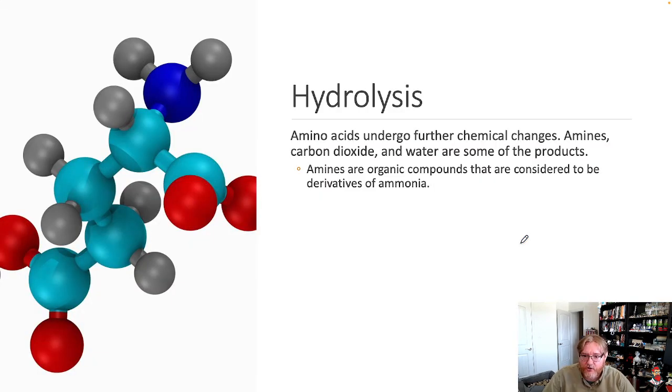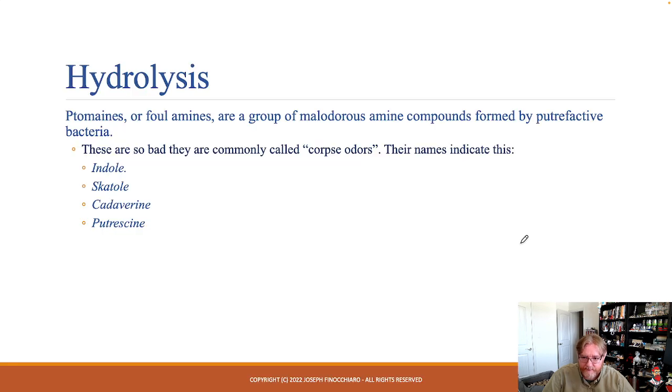Amino acids undergo even further chemical changes. Amines, carbon dioxide, and water are some of the products. Amines are organic compounds that are considered to be derivatives of ammonia. Ptomaines, or foul amines, are a group of malodorous amine compounds formed by putrefactive bacteria. These are so bad they are commonly called corpse odors. Their names indicate this: indole, skatole, cadaverine, and putrescine.